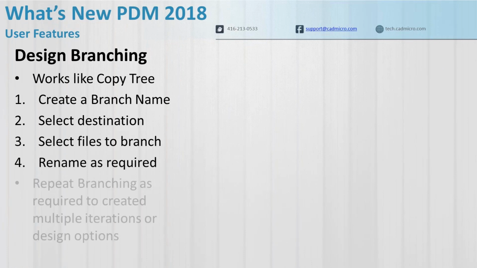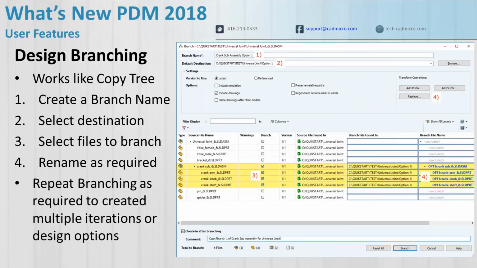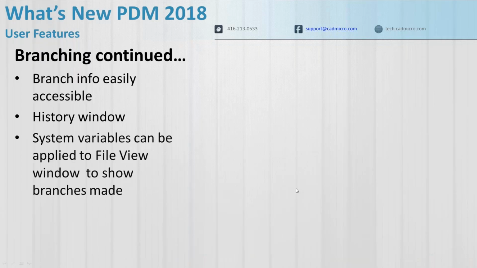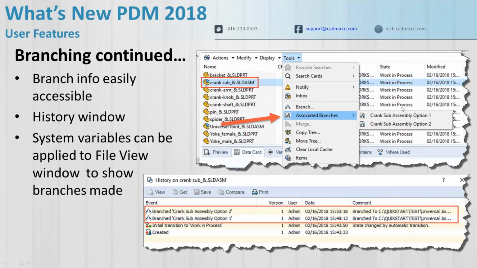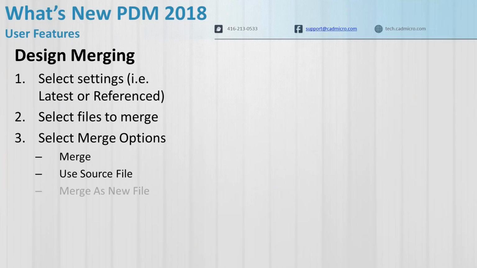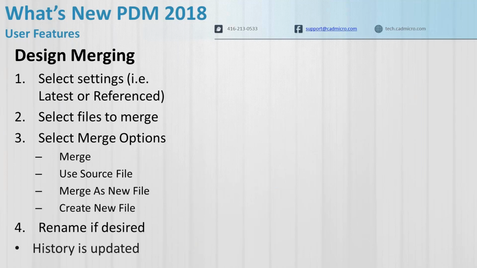So just a summary here, it works exactly like copy tree. Really the only extra step that you have to do is create a branch name. Other than that, it's exactly the same as copy tree. All the information for your branches is easily accessible. I can see details on each of the branches that I've created, and it's maintained and stored in the history of the overall file. And then when it comes to the merge, pretty much like copy tree again.